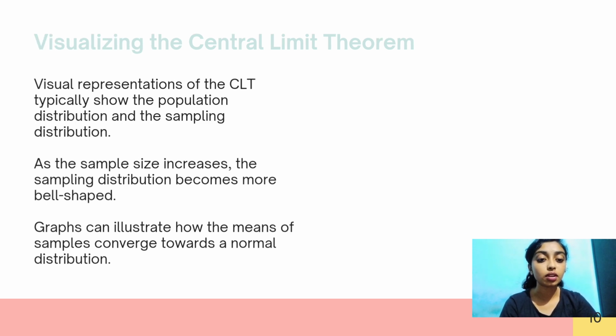Visualizing the central limit theorem. Visual representations of the central limit theorem typically show the population distribution and the sampling distribution. As the sample size increases, the sampling distribution becomes more bell-shaped. Graphs can illustrate how the means of the samples converge towards a normal distribution.